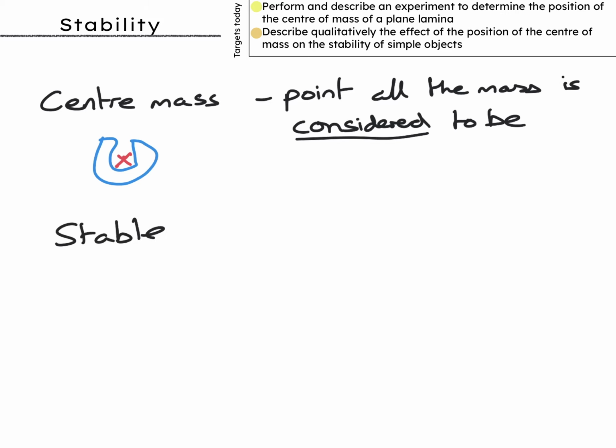Let's also define stable. In simple terms, a stable object is not likely to be overturned.